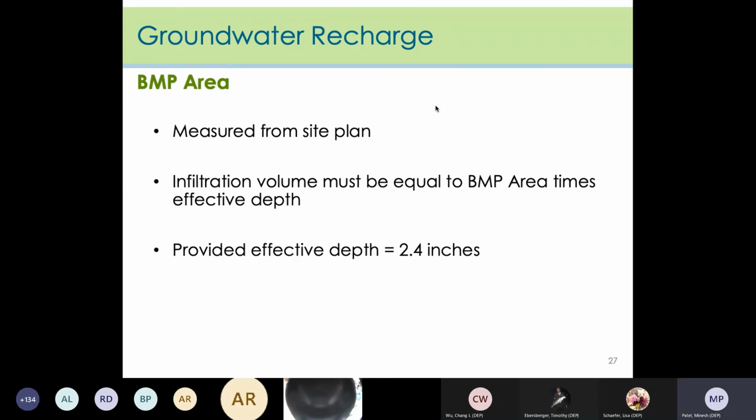The BMP area at the end, they got it relatively correct, actually. They measured it from the site plan. Their infiltration volume had to be equal to their BMP area times effective depth. Effective depth being the maximum equivalent water depth that can be achieved in the BMP before overflow begins. So here they provided the effective depth as 2.4 inches.